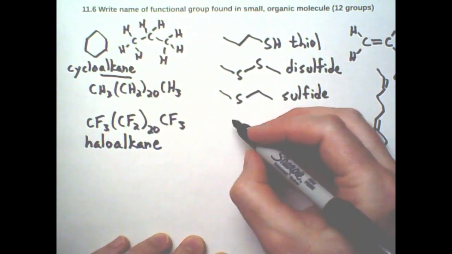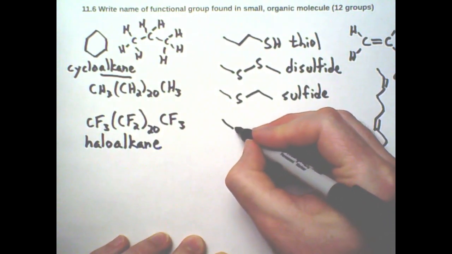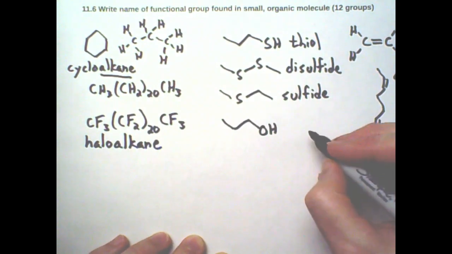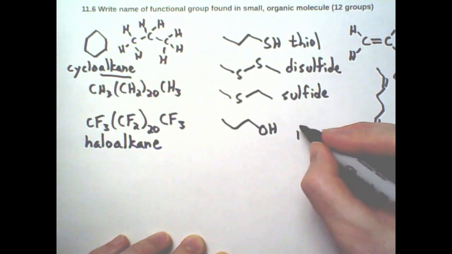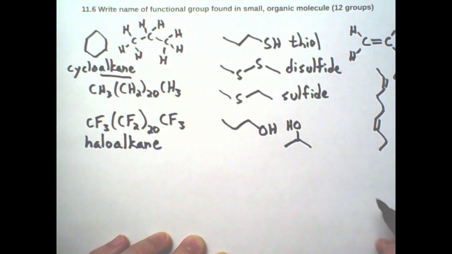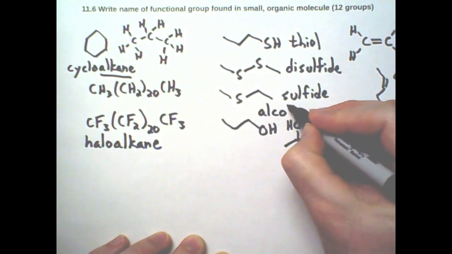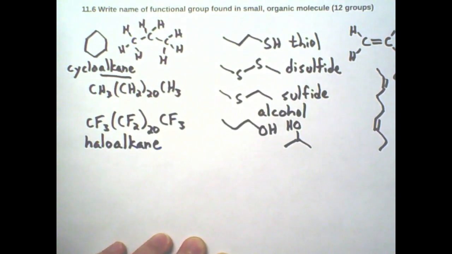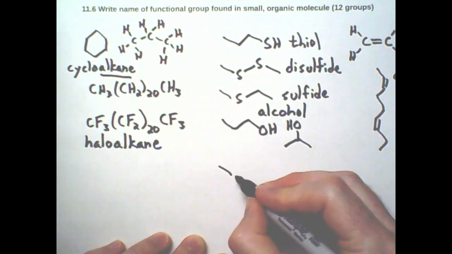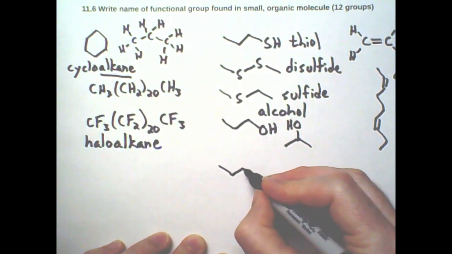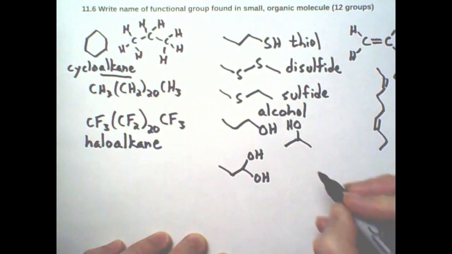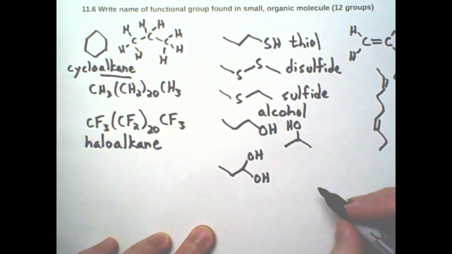What if instead of an S, we had an O? Or maybe something like this. These are both alcohols. It gets more confusing if instead of a single OH, we had two OHs. I'm not going to make you learn that functional group.